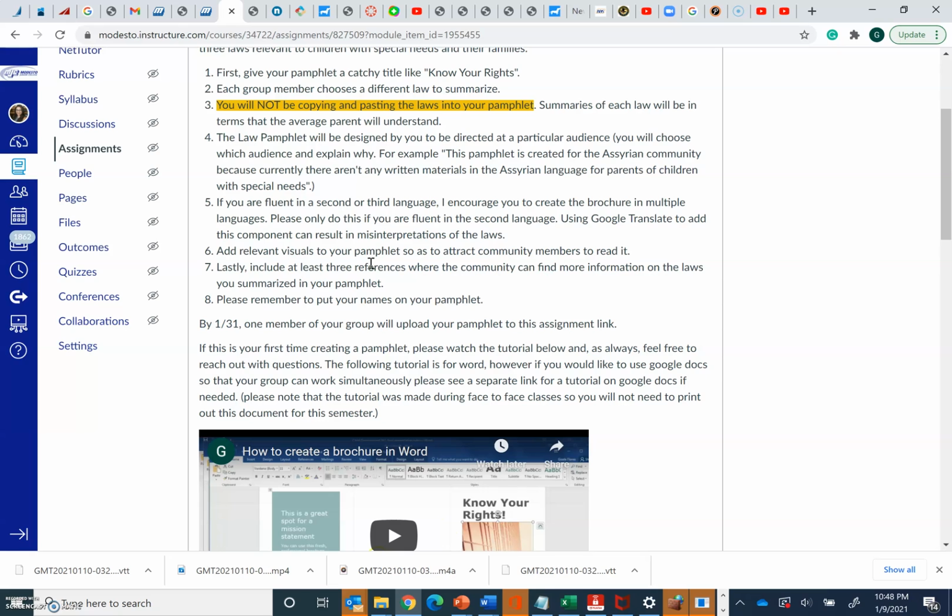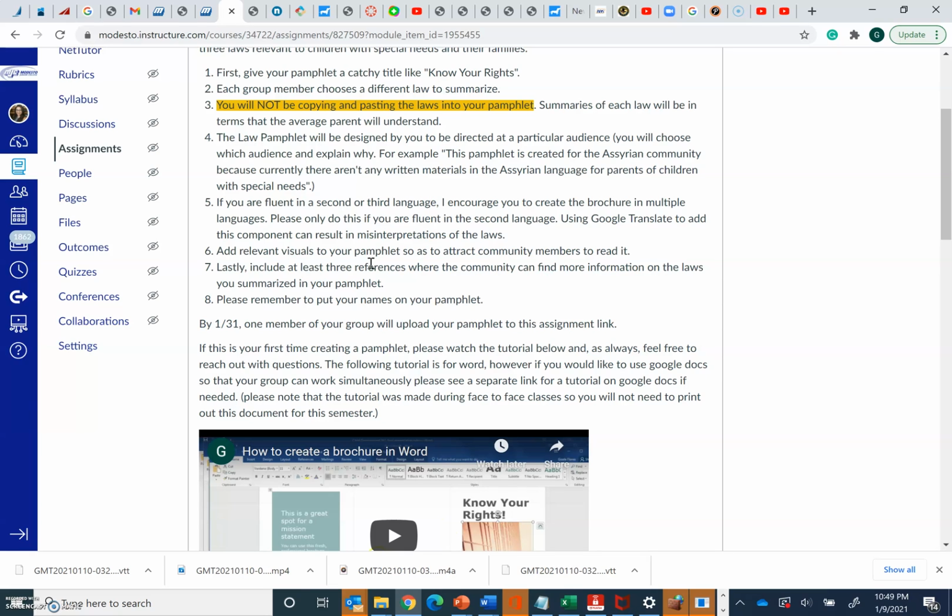Lastly, I'd like you to include at least 3 references where the community can find more information on the laws you summarize. So if you went to a specific website, if maybe it's an advocacy group, make sure you provide all of that information on your pamphlet somewhere.